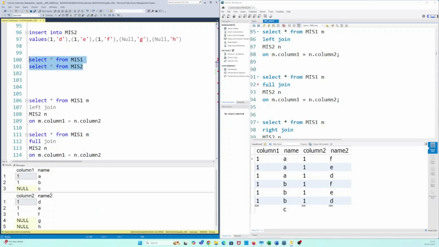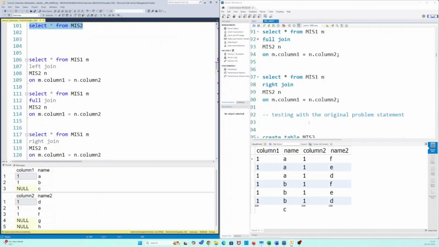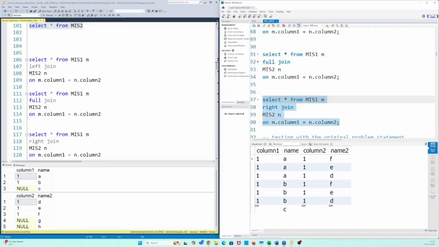Once again, let me show the tables. Moving on to the right join. So for the right join, we have 1D. This 1 is matching with the two 1s from the first table, so that is joined from A and B. Similarly for E also A and B, and for F also A and B. And for G and H, since null equal to null is false, G and H will be returned as such, and there are no matching records present in the first table, so it will be returning nulls.